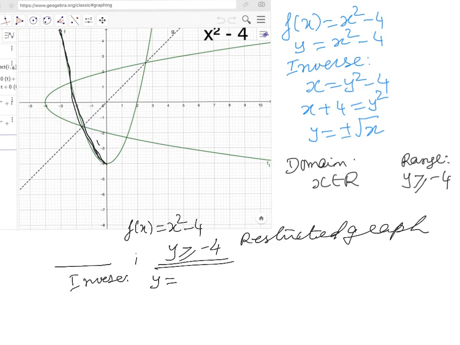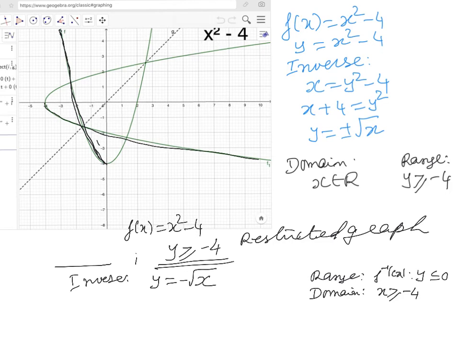So for the inverse, if I write root of x here, that means x is less than or equal to 0. But when it becomes a range, the range of f inverse is supposed to be y less than or equal to 0. That means this has to be negative. So y is equal to negative root of x, and my domain will be x greater than or equal to negative 4. That means if I draw the inverse of this graph, this is my graph of f inverse.